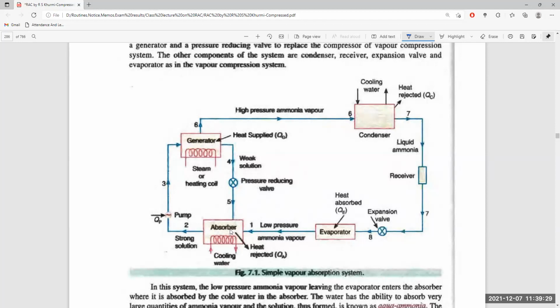Then the weak solution comes out, and hot high pressure ammonia vapor goes to the condenser where it is liquefied, and goes as liquid ammonia to the expansion valve, where it is expanded. It should be free from all sort of water vapor, then goes to the evaporator. The low pressure ammonia vapor from the evaporator goes to the absorber, where it is again absorbed into a strong solution, with cooling water to remove heat.